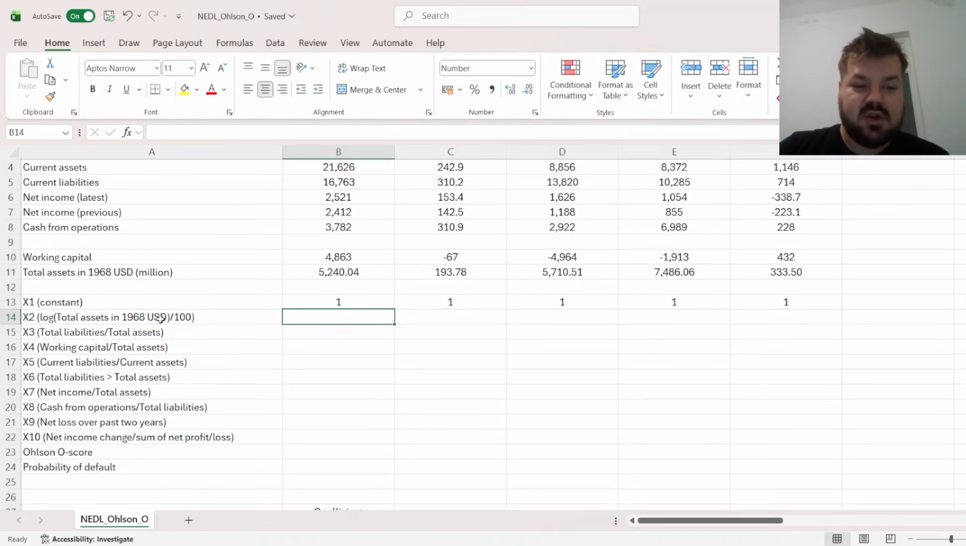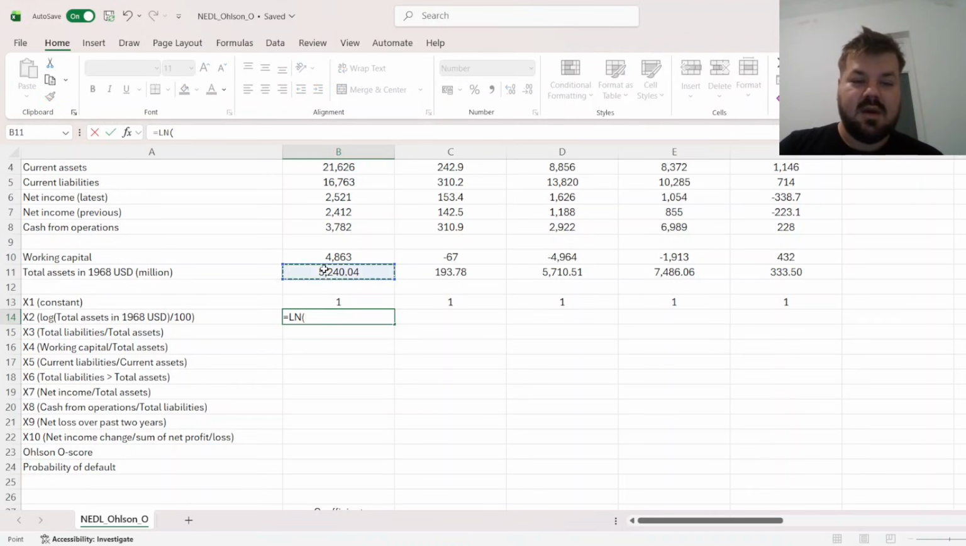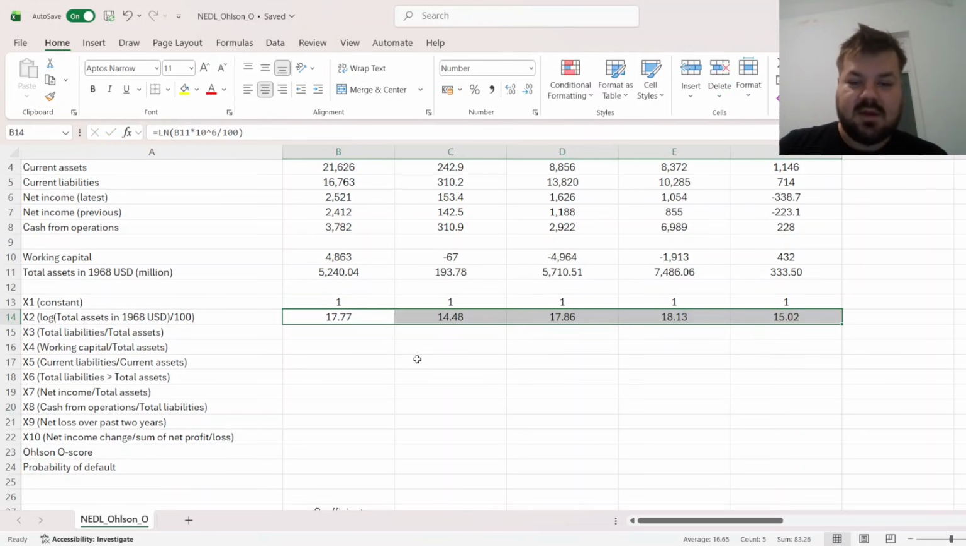So here it's dollars, not million dollars. So what we have to do is we have to take the natural logarithm of total assets in $1 million. We need to times it by a million, so times 10 to the 6, and divide by 100 because it's over 100. And that allows us to calculate the logarithm of total assets, so that's a measure of size.